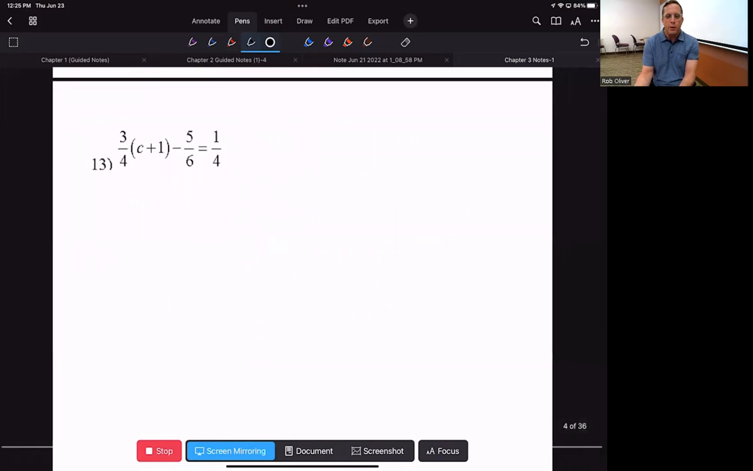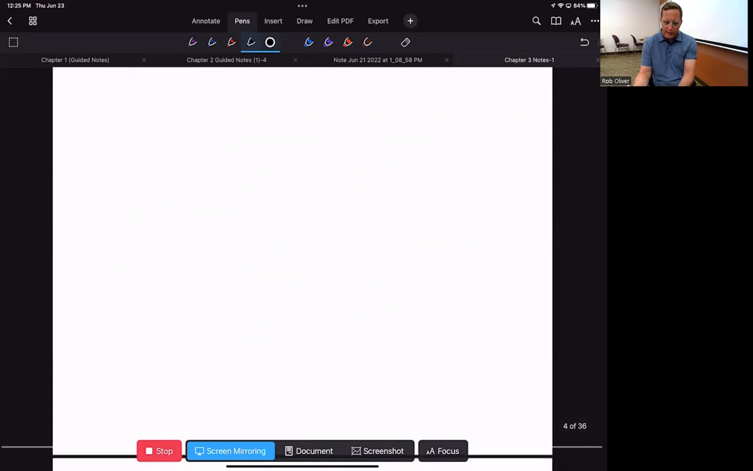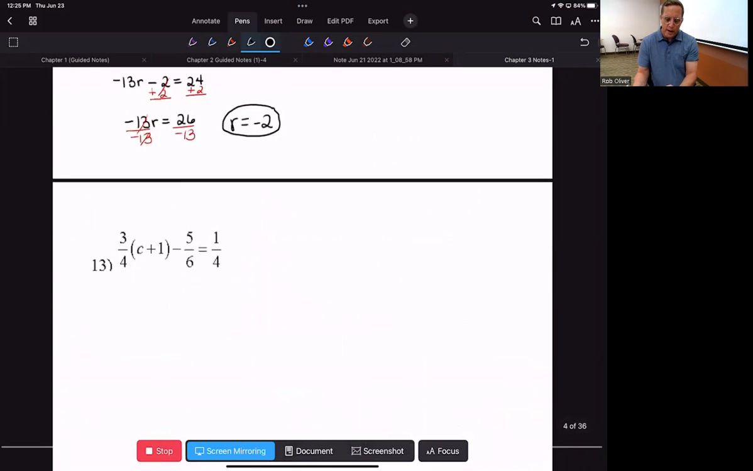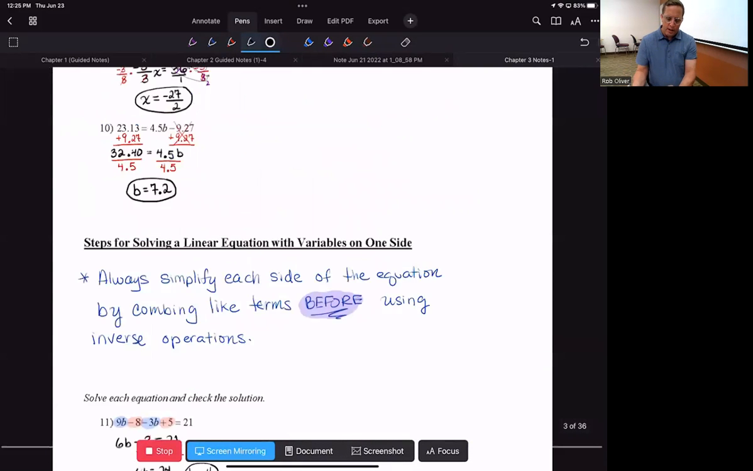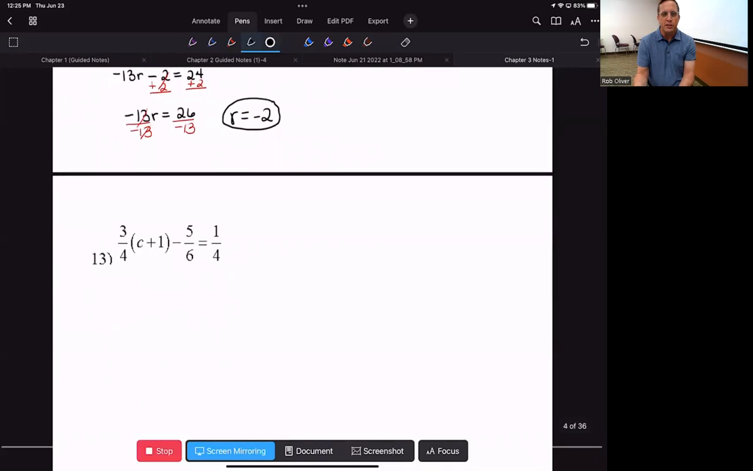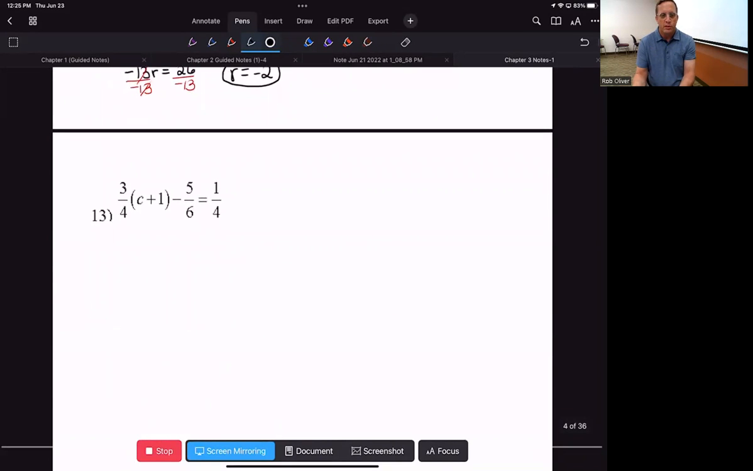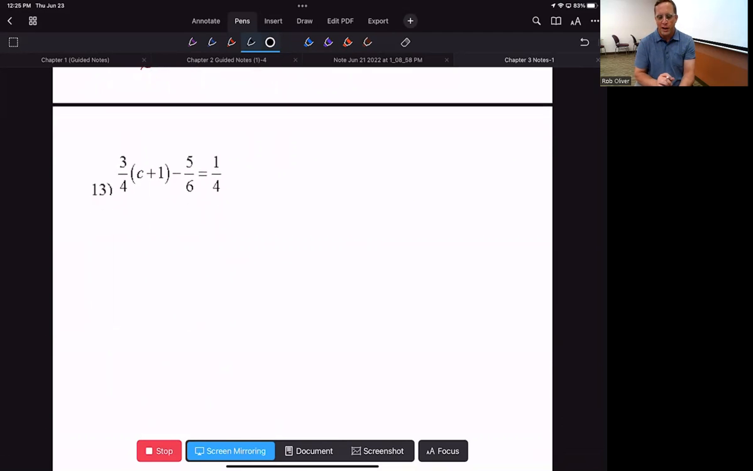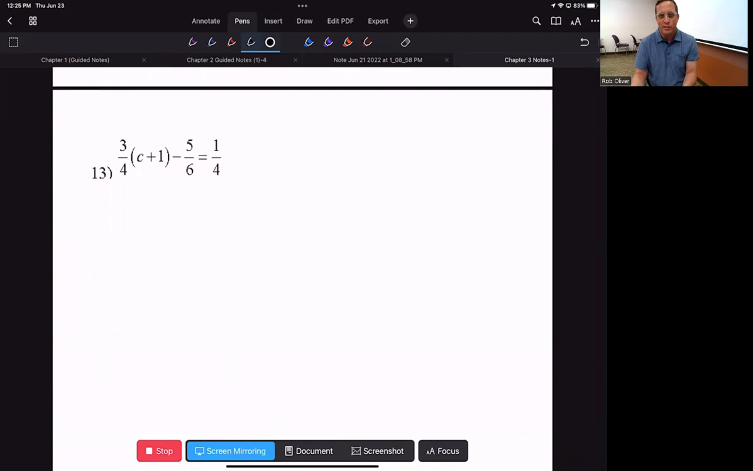All right, for number 13 now, I want to revisit that later, but I'm going to go ahead and stop the notes here, and I'll talk about number 13 when we get into section 3.2, because I think it's worth talking about because it has something to do with clearing fractions. So that's the end of lesson 3.1.